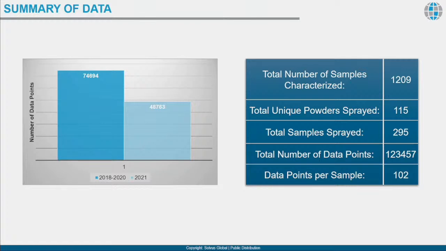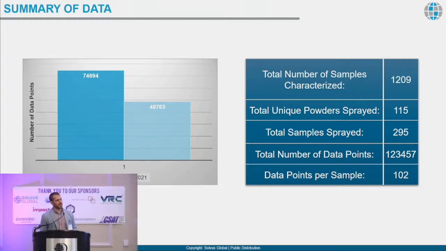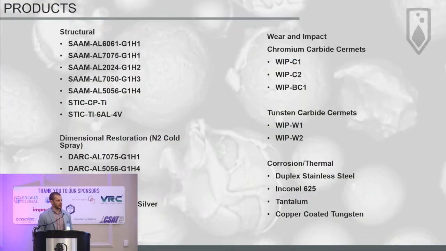We've done this for a lot of different powders, a lot of different samples. So we've got a really nice backlog of data that we're now starting to explore more and more machine learning quality control techniques. That's a topic for a totally different day, but a lot of fun things you can do when you start to collect this many data points on your materials.